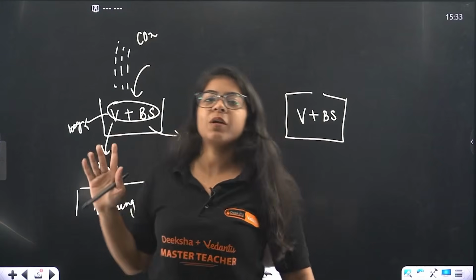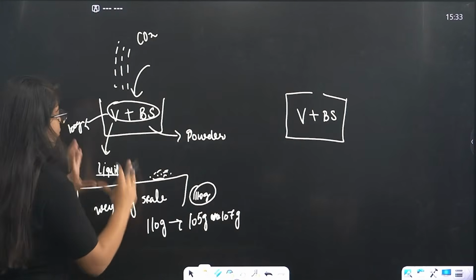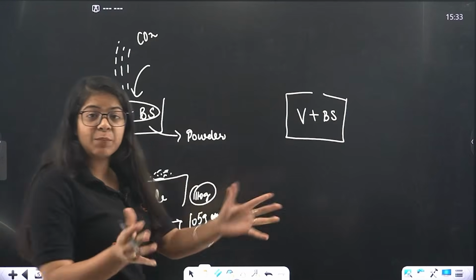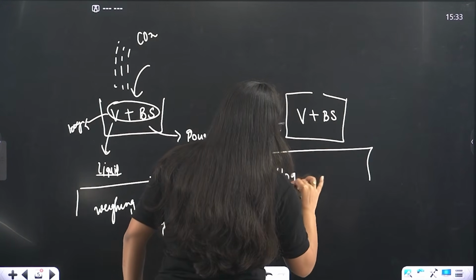So then we do one more activity. We do the same thing. We weigh the baking soda, we weigh the vinegar separately before mixing them, and again it comes out to be 110 grams.